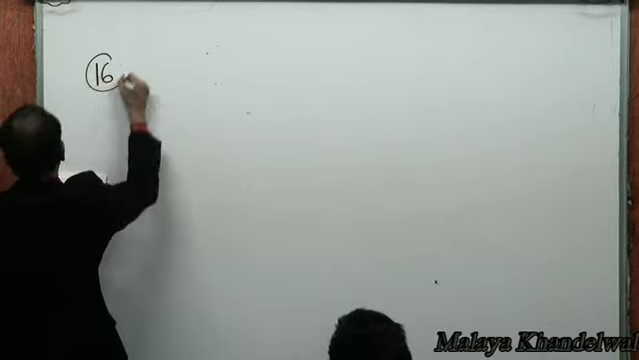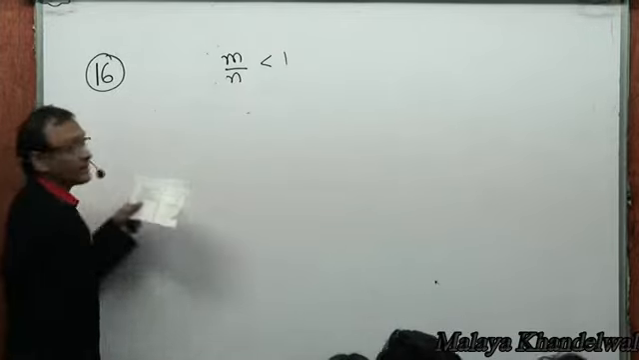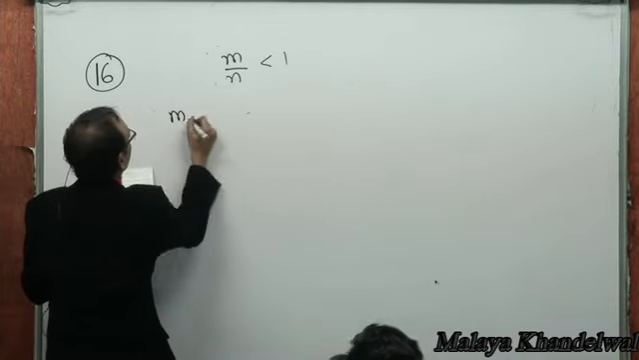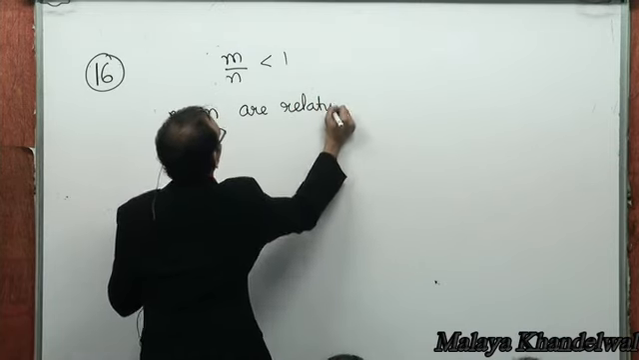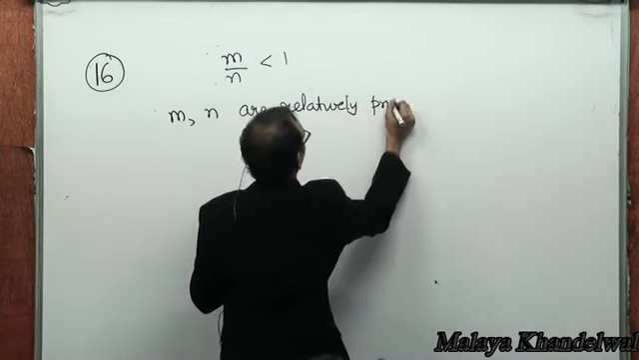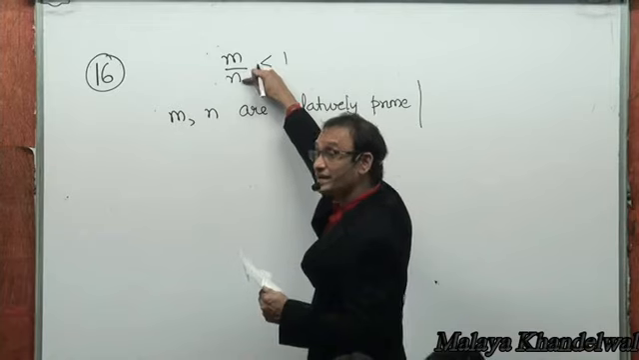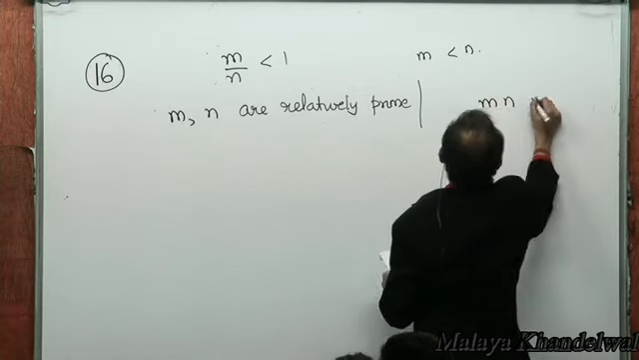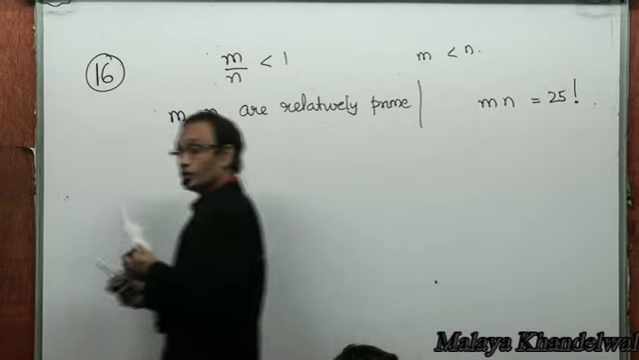Now, the number of ways in which we could select all rational numbers m by n, where m and n are natural numbers and are relatively prime, such that m is less than n, but m into n must be 25 factorial.